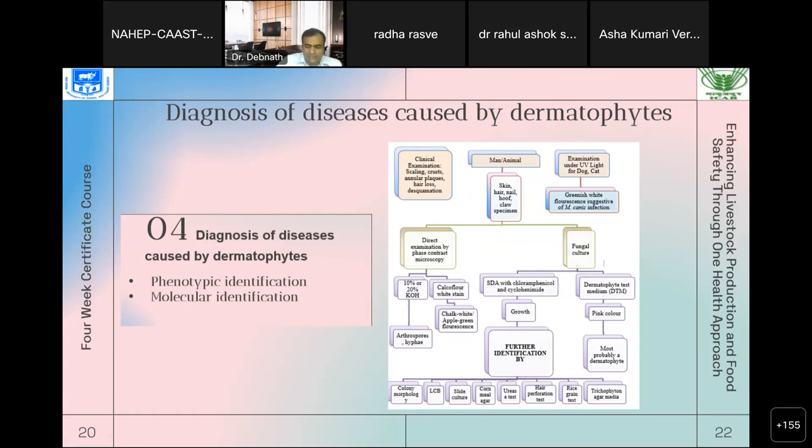And if within that culture we get any significant growth, which is characteristic of fungal elements, then we go for further diagnosis by its macroscopic as well as microscopic examination through a definite procedure. And again, if it is not able to produce some conclusive idea about the identification of the organism, then we use some other tests also that help guide us to make a concrete diagnosis.